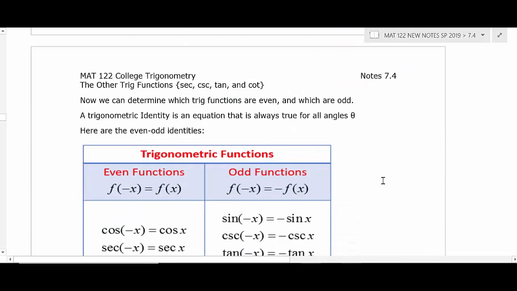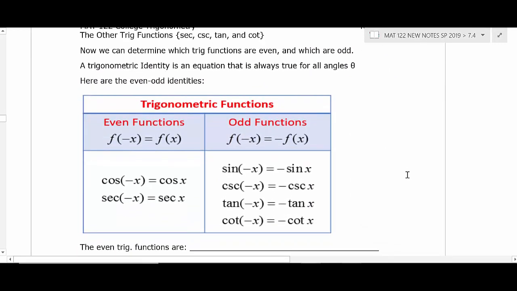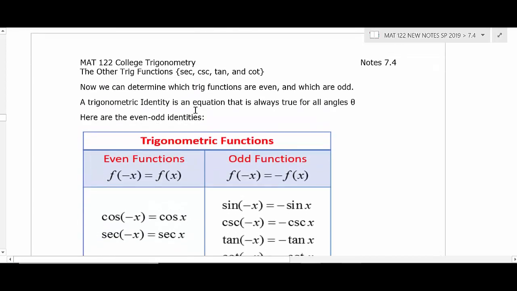Okay, so going to the next page here. What we're going to look at on the trig identities is which trig functions are even and which are odd. A trig identity, and we'll be talking extensively in this class about trigonometric identities, is an equation that's always true for every angle theta or whatever that angle is. A lot of times, in these identities, we're just using x as the angle, whatever that variable is.